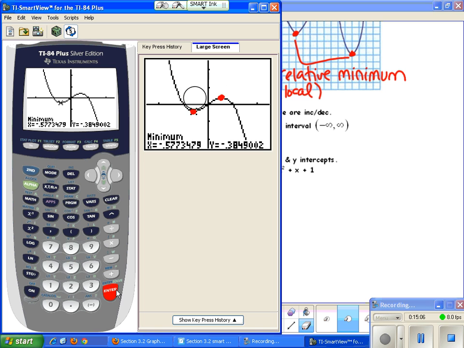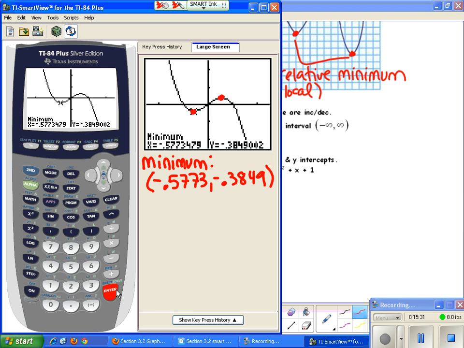So now I have the value. And it tells me that my minimum, and for this, because it's a minimum point, we're actually going to write down the x and y value. So for this, we have negative 0.5773, comma, negative 0.3849. So I always like to round to 4 decimals.